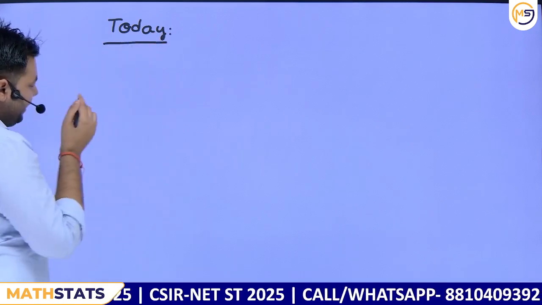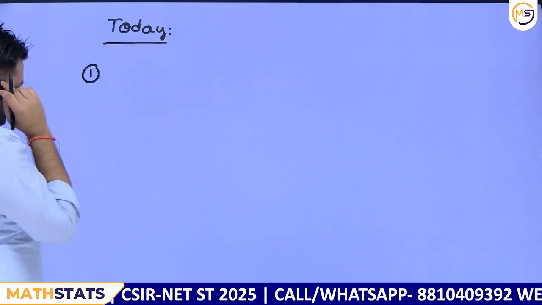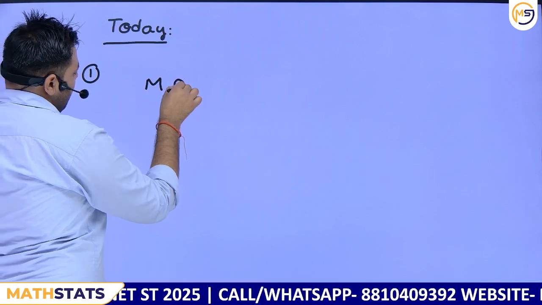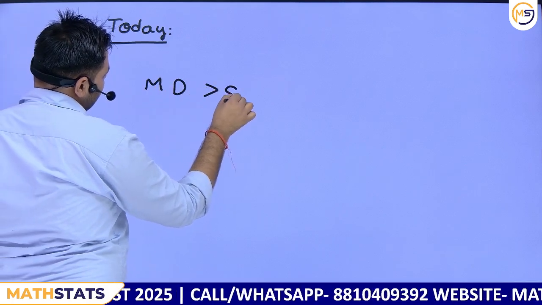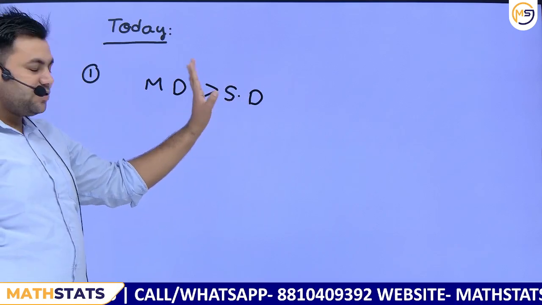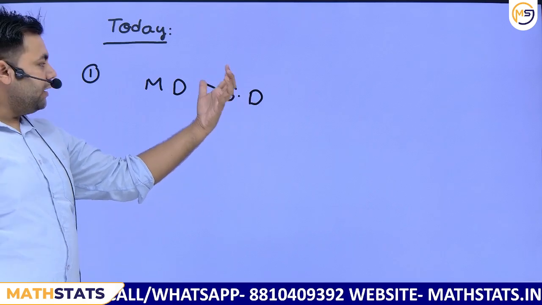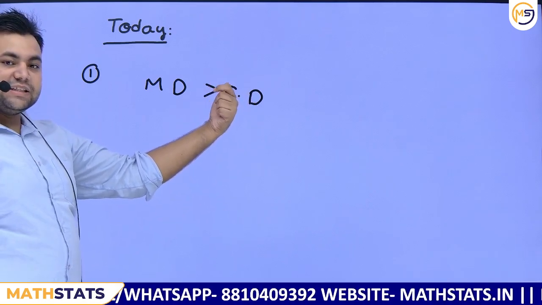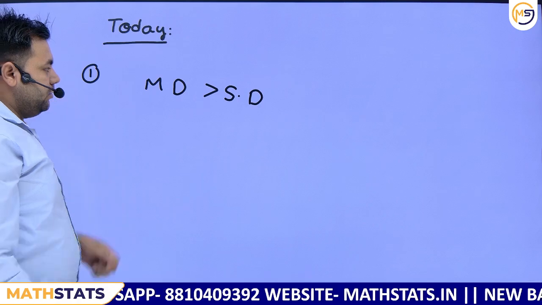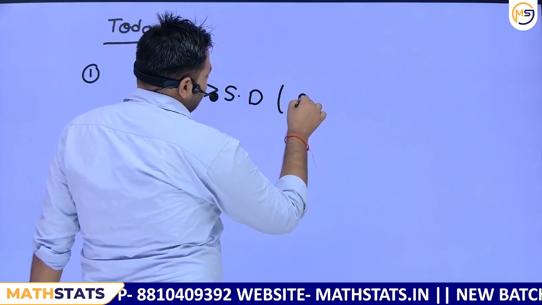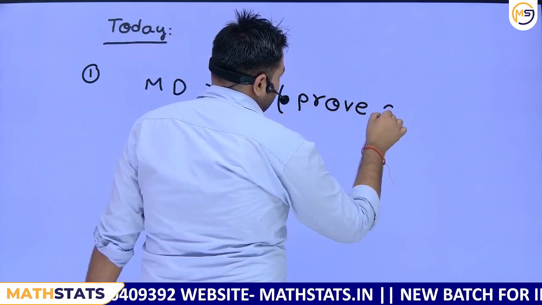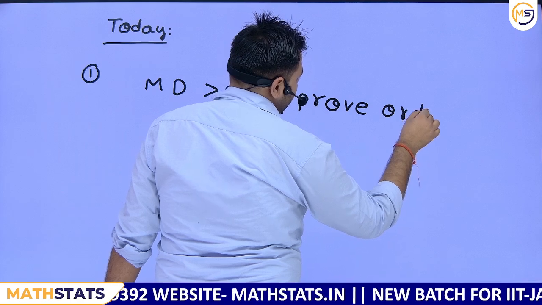So first thing, I am writing from yesterday's class this quantity: MD is greater than SD. So this is a prove or disprove question. I am asking whether this is correct or wrong. So you prove or disprove this sentence.